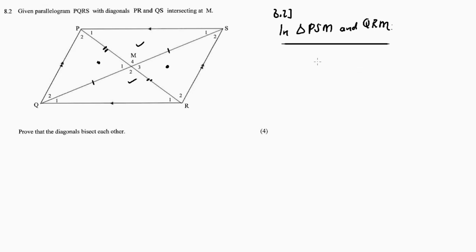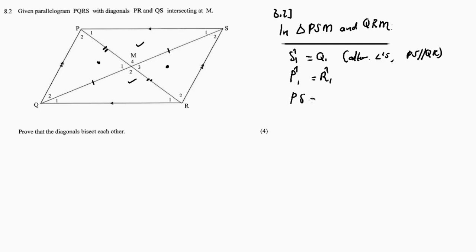Look, since the line PS is parallel to QR, S1 is equal to Q1. S1 is equal to Q1. Why? Alternating angles, since PS is parallel to QR. And then look, this P1 is equal to angle R1.